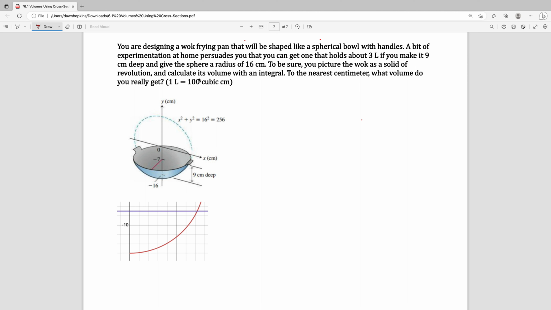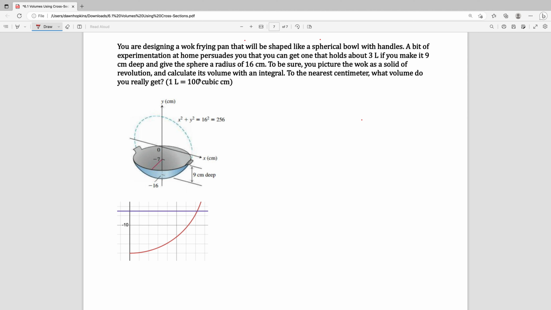The last example we're going to look at here is an application of the disc method. It says you're designing a wok frying pan that will be shaped like a spherical bowl with handles. A bit of experimentation at home persuades you that you can get one that holds about 3 liters if you make it 9 centimeters deep and give the sphere a radius of 16 centimeters. To be sure, you picture the wok as a solid of revolution and calculate its volume with an integral to the nearest centimeter. What volume do you really get?